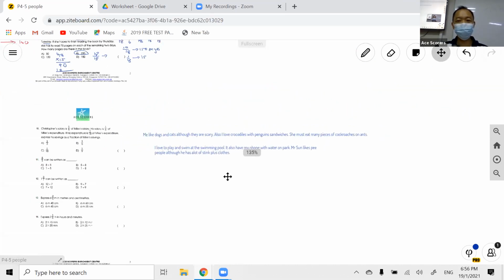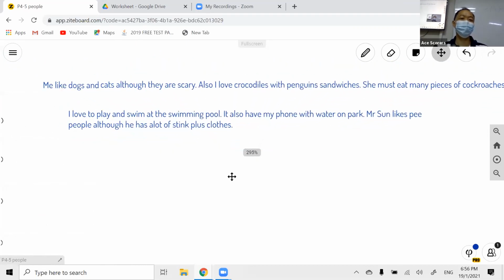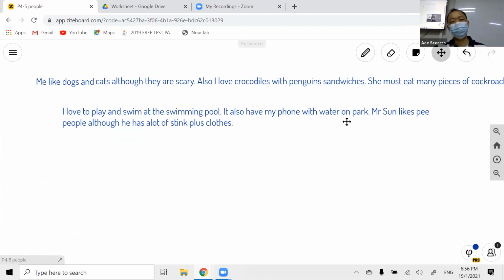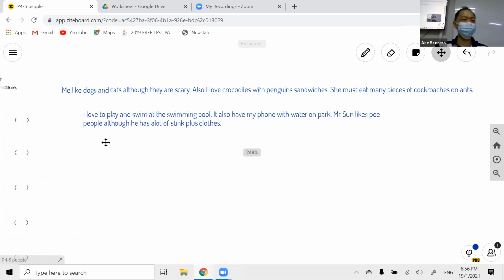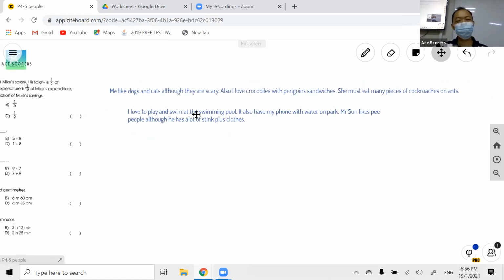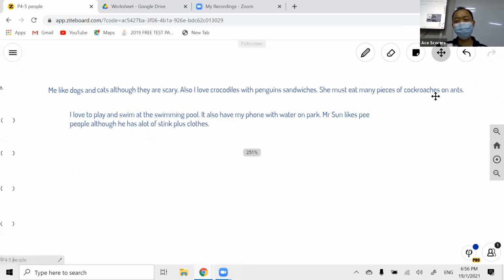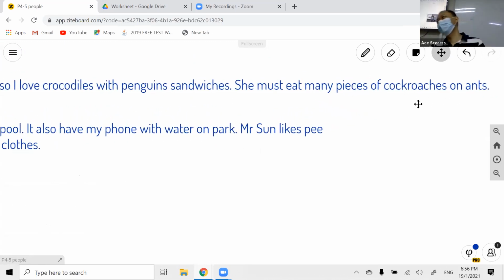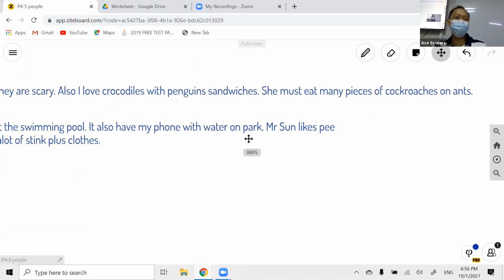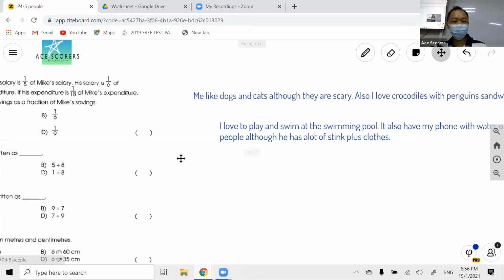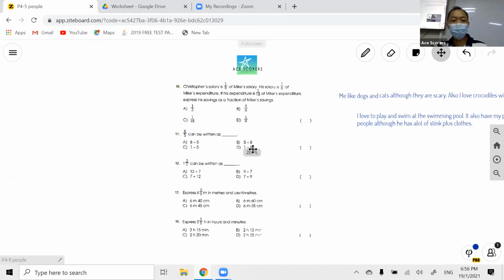I love to play and swim at the swimming pool. Okay, that makes sense. It also has my phone with water on board. Mr. Sun likes pee all pee. Although he has a lot of things. Okay. No, it doesn't make sense. Me like dogs and cats, although they. Yes. Also, I love crocodiles and penguins, squid. Wow, this is disgusting. So this is like a lunch meal. Yeah. Crocodiles. Okay. Now I need you all to do some work.